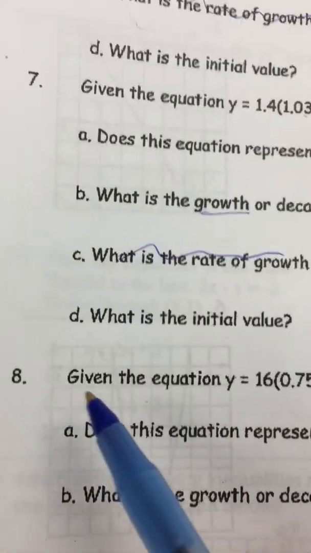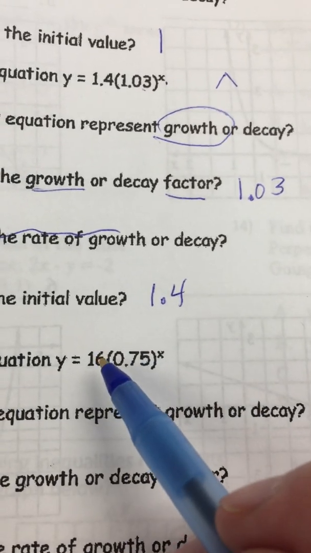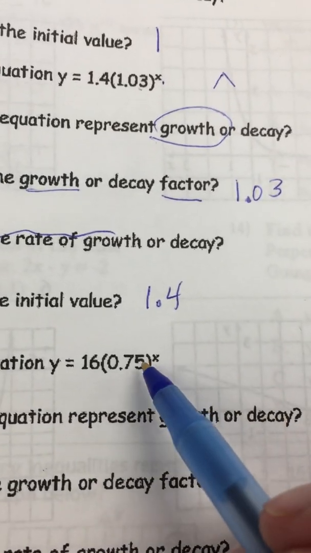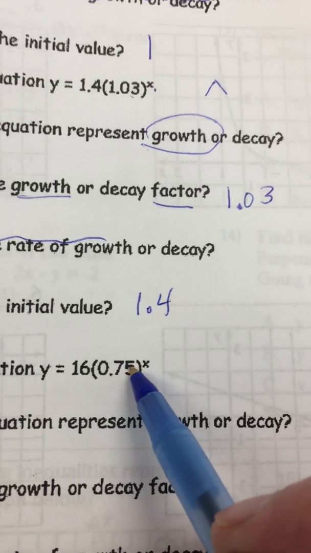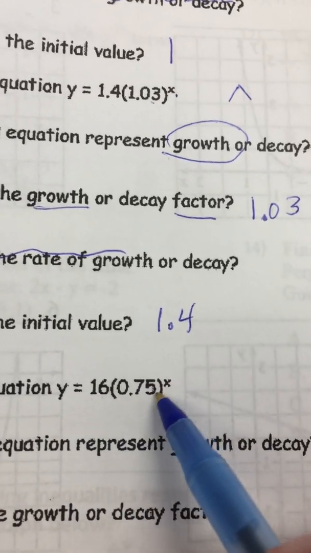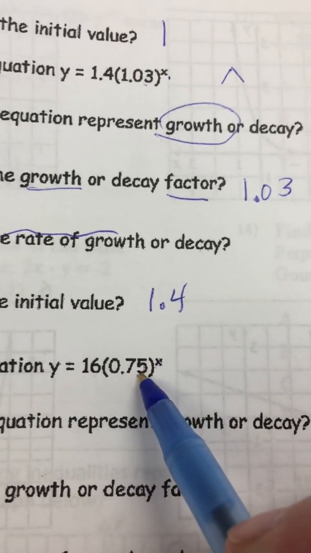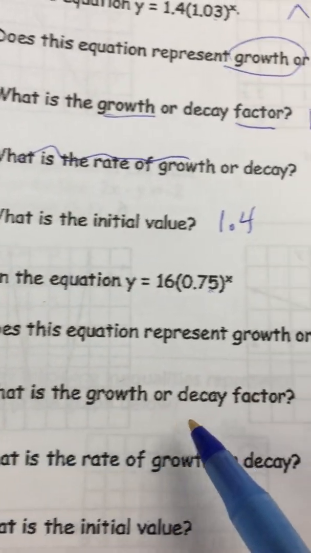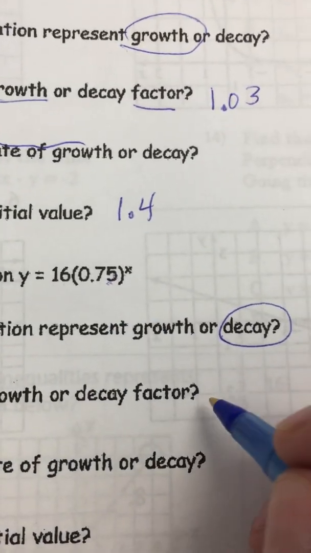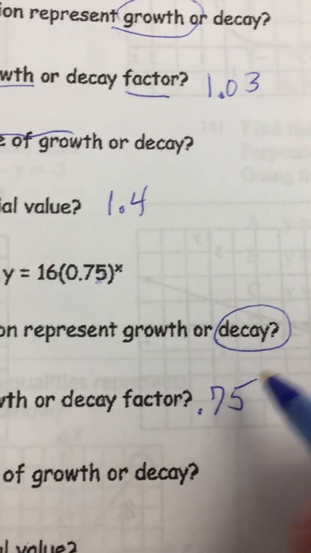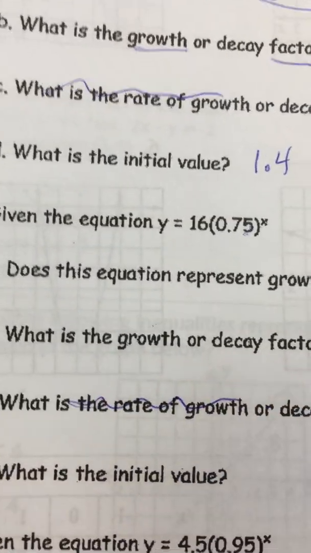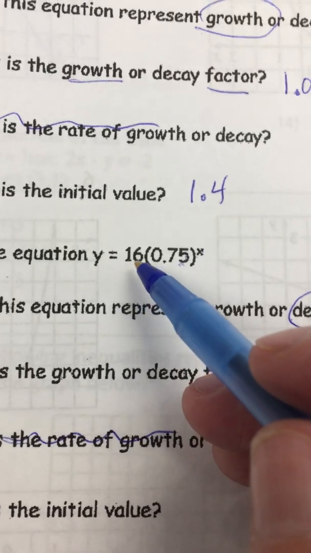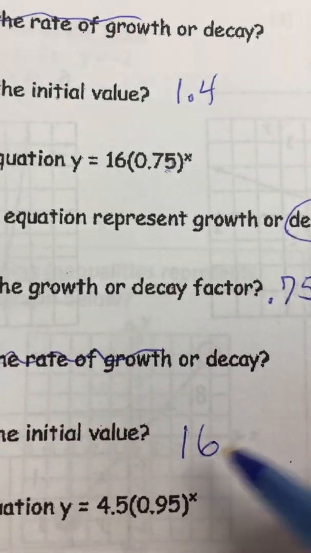We don't know. Given the equation, we want to know, is it growing or decaying? Is 0.75 smaller than 1 or bigger than 1? Because don't look at this number. We look at the one that has the x as the exponent. This is the growth or decay factor. It is decaying. What is the growth or decay factor? It is that 0.75. That is the factor. We don't care about the rate right now. We'll do that another day. What is the initial value? We have 16 somethings to start with.